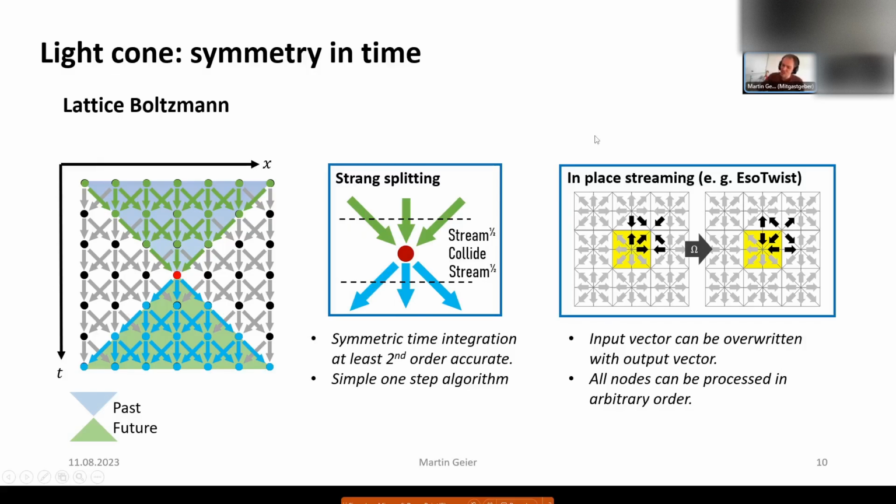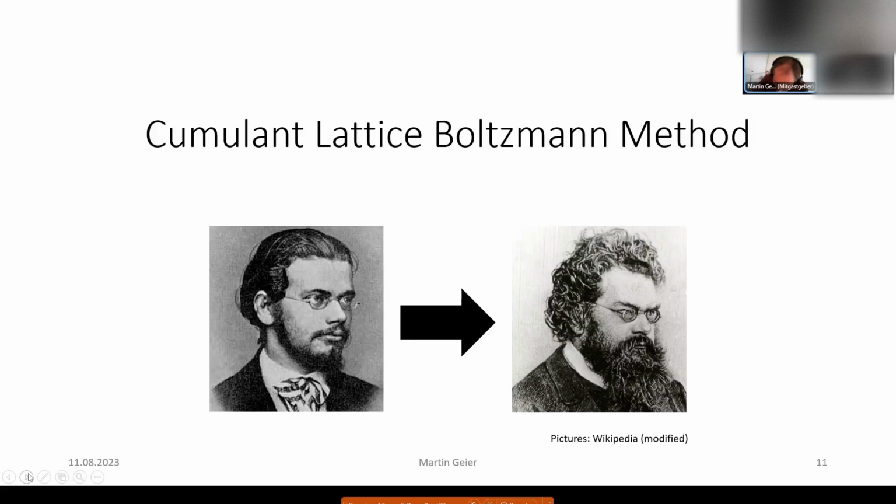So this has the consequence that we can do something that's called in-place streaming. We just overwrite each time step with itself. And because each point only depends on itself, we can process everything in any arbitrary order. So when we parallelize this on different computers, thousands of threads, there is no reason to do them in any particular order. We can do them all in parallel or in any other order that we like. Okay, so these are the consequences of the structure of the algorithm.